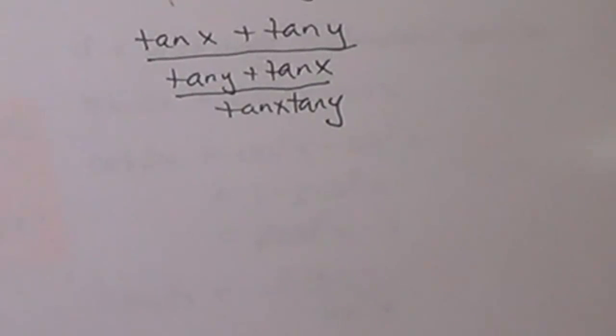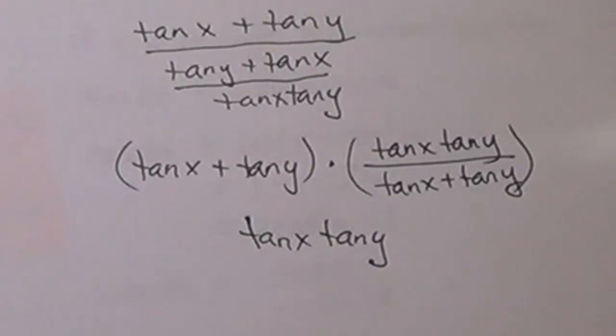So the tan x plus tan y divided by tan x tan y in the denominator, we're going to invert and multiply, and then we can simplify the expression. So here we can see when we multiply, the denominator and the tan x plus tan y will cancel, and we're just left with tan x times tan y.